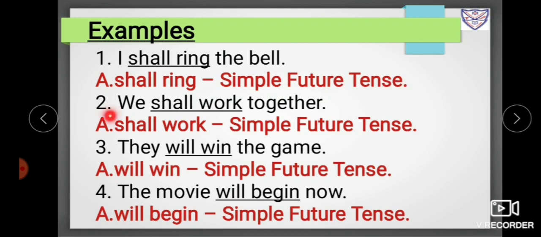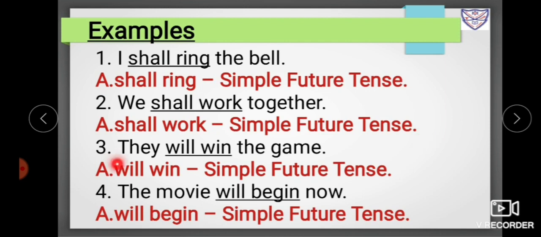Number 2, we shall work together. So over here shall work, again we is used as a subject, so with we we are using shall as a helping verb, and after this helping verb we have the main verb, or we can say the first form of the verb, that is work. So shall work is in simple future tense, as it shows an action which will start somewhere in the future. Still it has not started, but it will take place somewhere in the future time. Therefore we can take shall work as a simple future tense.